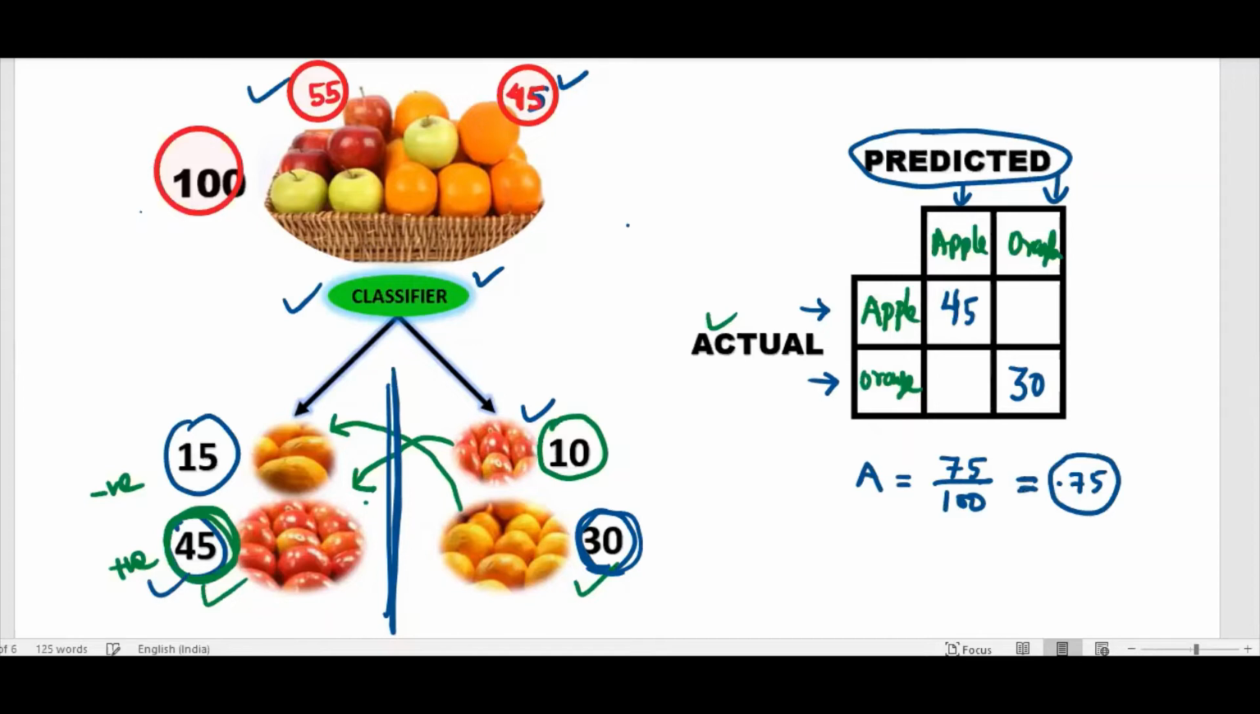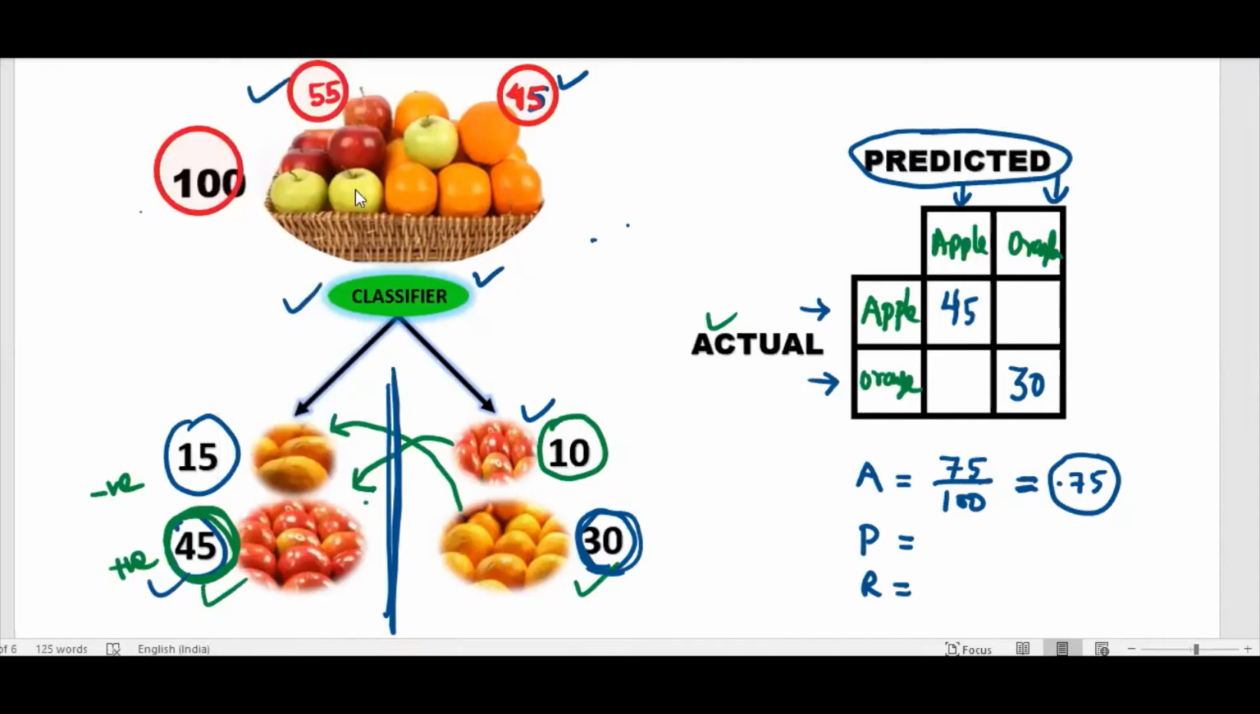However, we don't depend on accuracy because this is the overall result. Now, when we talk about precision and recall, we don't use the whole total. We see here. Now, let's come to precision and then recall. Before going to that, let me fill the other two.